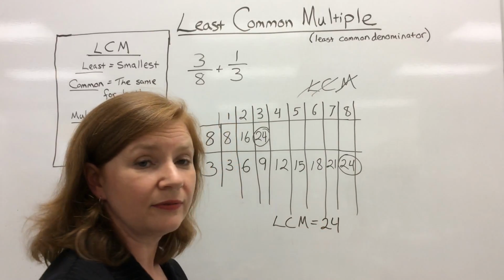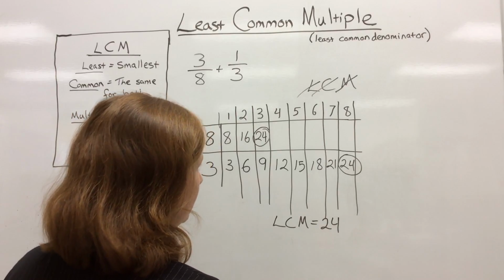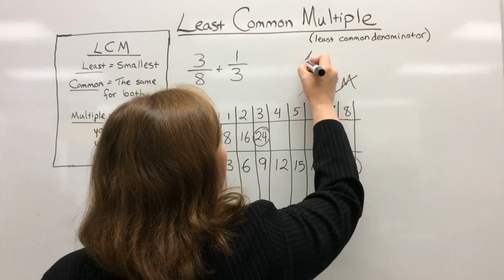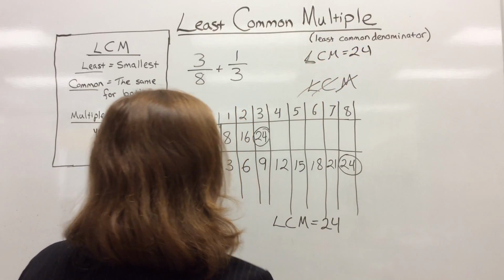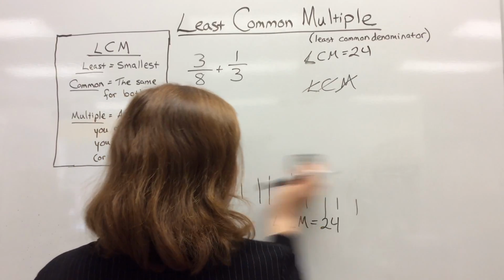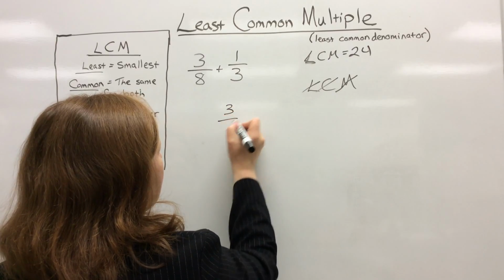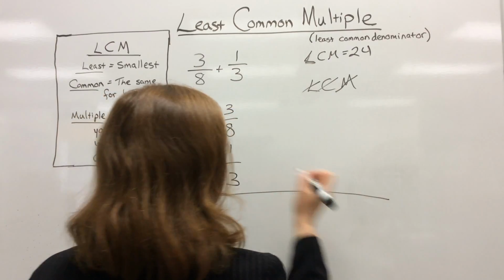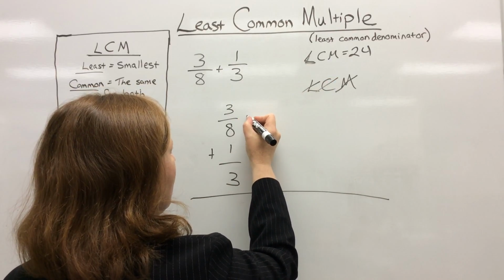I can use 24 to help me add my fractions. Now that I know that my least common multiple is 24, I'm going to write it up here. Erase my t-chart so I have some space. Now I can do 3/8 plus 1/3. And I'm going to find equivalent fractions using my least common multiple as my denominator.